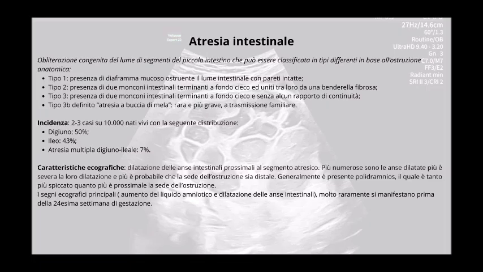In 50% of cases, it affects the jejunum, and in over 30% of these, the proximal segment. In 43% of cases, it affects the ileum, with over 30% of cases involving the distal segment, and in 7% of cases, multiple jejunoileal forms are observed.